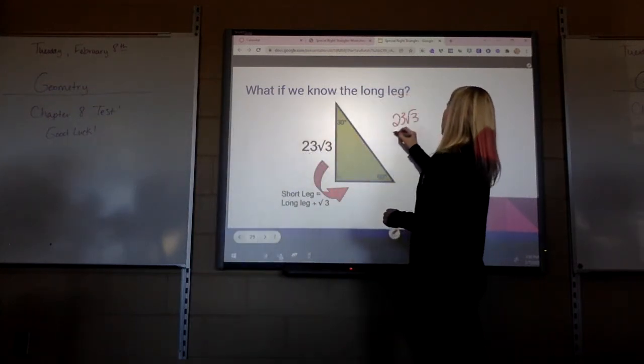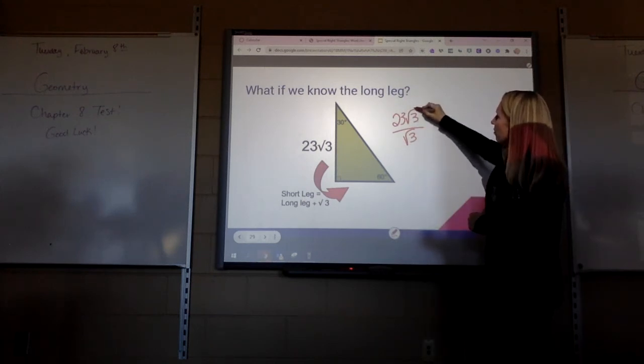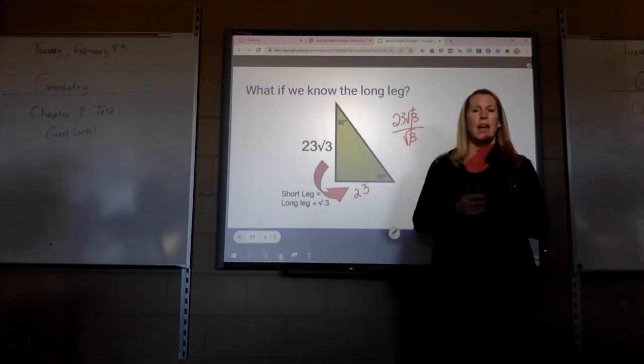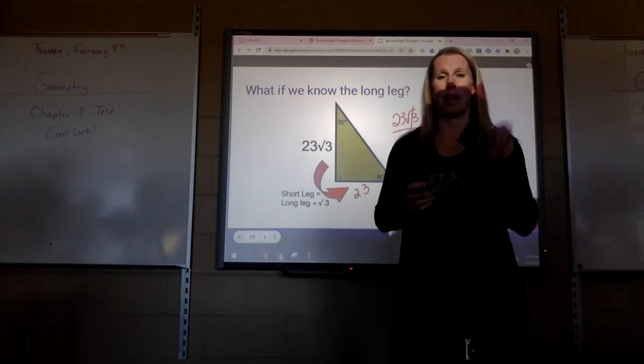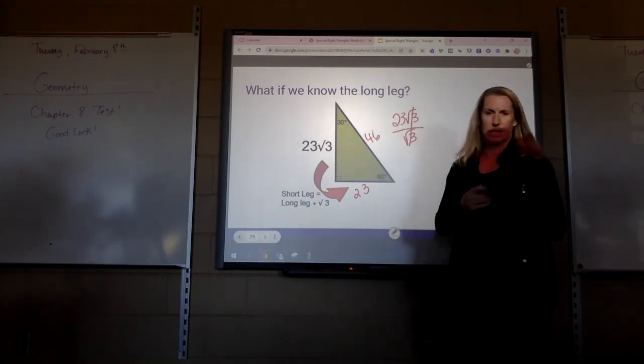23 radical 3 divided by radical 3, since both of those are radical 3's, they cancel, and I'm left with 23. And then the hypotenuse is the short leg times 2. 23 times 2 is 46.